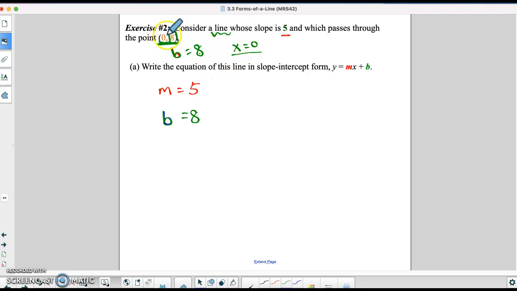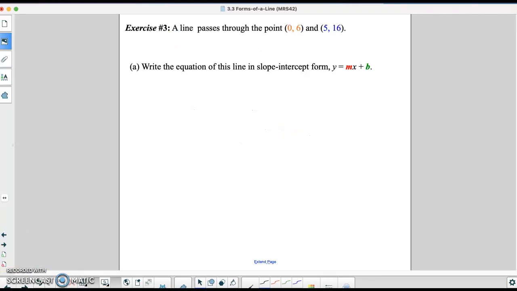So if they give you ordered pairs such as 0 and whatever the number, then the second number is going to be your y-intercept. So we have everything we need. y equals mx, which is 5 times x, plus 8, right? So it's so convenient if you know what the slope-intercept form looks like. Okay, now let's look at our next one.